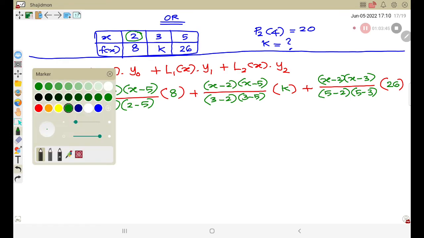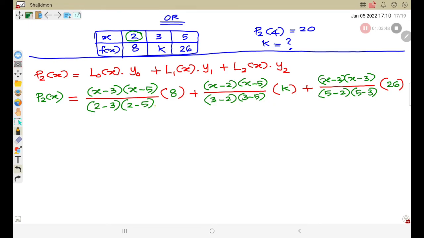Now the down number for calculation purpose, you can calculate here itself. Okay, first 2 minus 3 multiply 2 minus 5, you will get 3. Now check here, 3 minus 2 multiply 3 minus 5, minus 2. Now you can check here, 5 minus 2 multiply 5 minus 3, you can get 6. Okay, now apply this condition, P2 of 4 equal to 20.